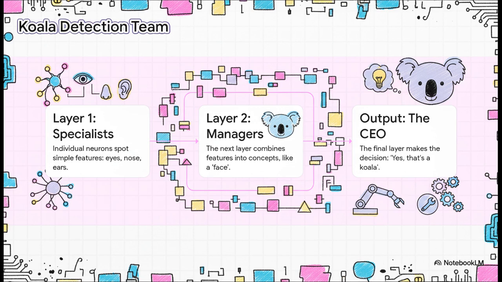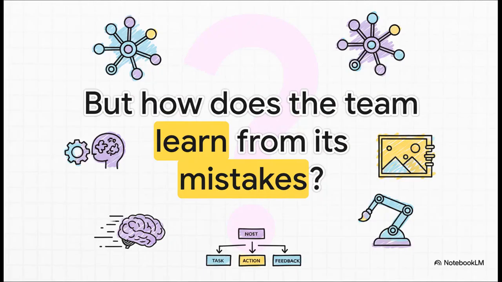Just think of it like a detective agency that specializes in finding koalas. On the first floor, you've got the specialists. Their only job is to spot simple clues, a fuzzy ear here, a black nose there. Then, on the second floor, you have the middle managers. They take those simple clues and combine them into concepts like, hey, a nose plus two ears, that looks like a face. And finally at the top, the CEO looks at all the evidence and makes the final call. Yep, that's a koala. Right, but that begs a pretty big question, doesn't it?